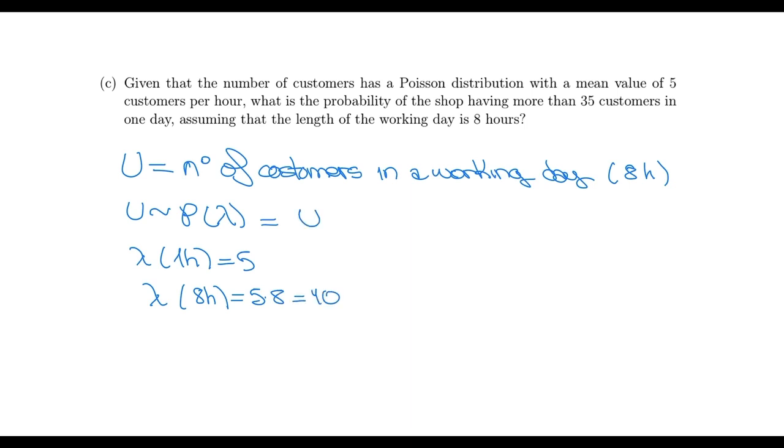Also Poisson, since the number of customers in 1 hour is independent because the decisions don't affect the customers the following hour. Finally, we calculate the probability of U being higher than 35 with our commander.